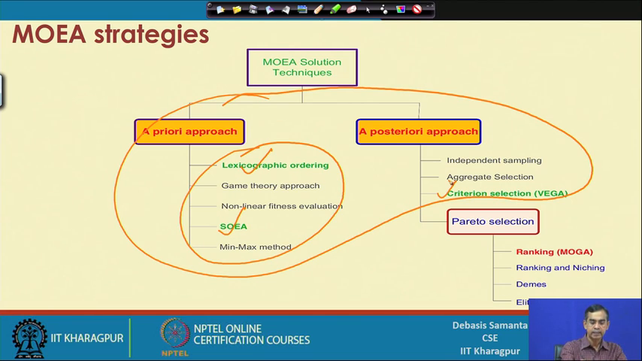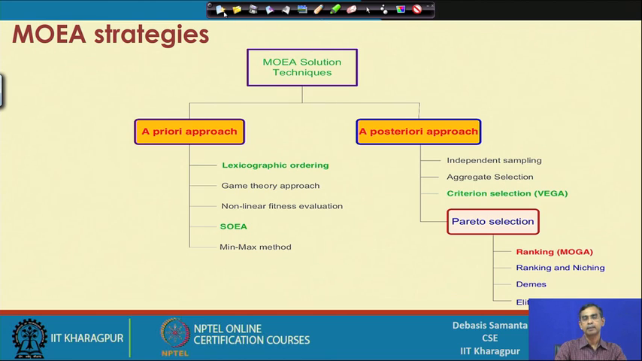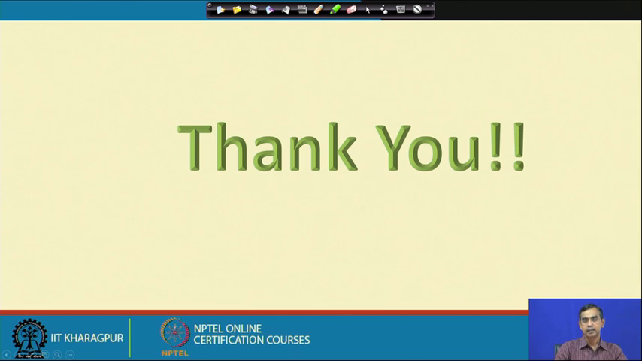So there are different variations. Now that the non-Pareto based approaches are covered, we are going to learn about the Pareto based approaches. There are many good techniques belonging to this group, Pareto based selection. We will discuss four approaches in this course: ranking, niching, demes, and elitism. Those will be discussed in the next class. Thank you.